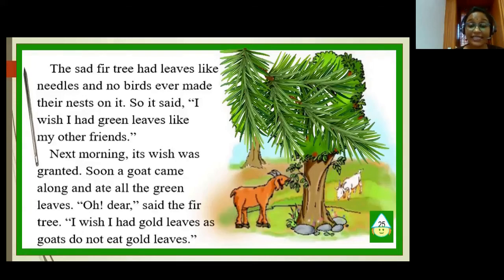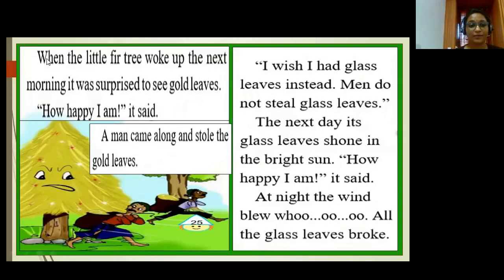Here it is said that the next morning the wish of the fir tree had come true, and it no longer had needle-like leaves. So the fir tree was very happy. But soon a goat came there and ate all of its leaves. This made the tree very sad, so it wished to have golden leaves, for goats can never eat golden leaves, isn't it? Yes.